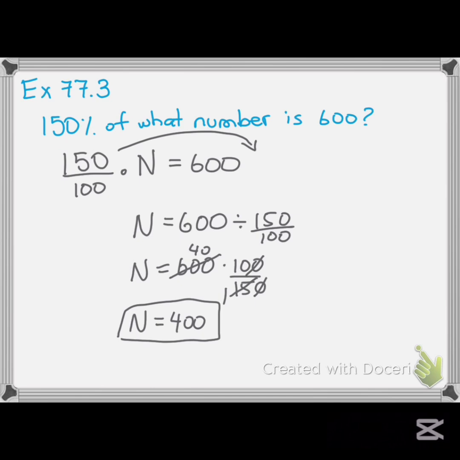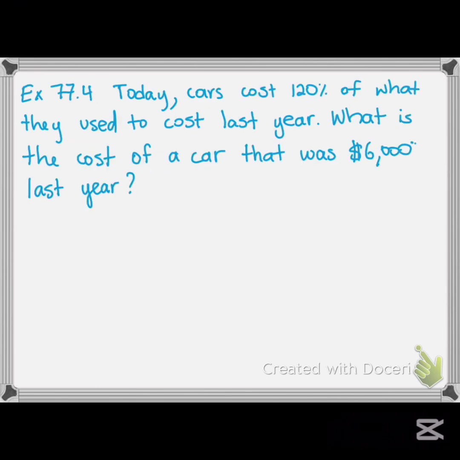Again, notice how in this exercise, since the percent is greater, the total, which in this case is 400, is less than the part. And you want to make sure that's what's happening in these kinds of exercises. Today, cars cost 120% of what they used to cost last year. What is the cost of a car that was $6,000 last year?